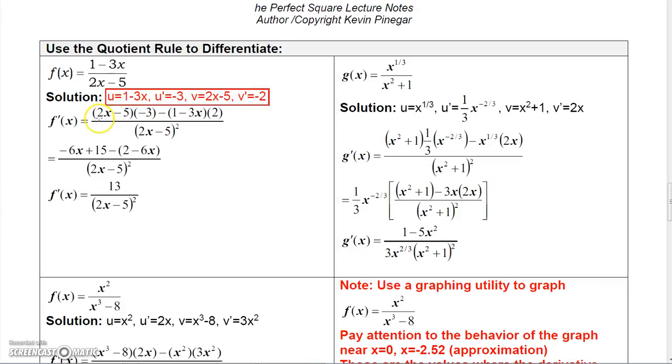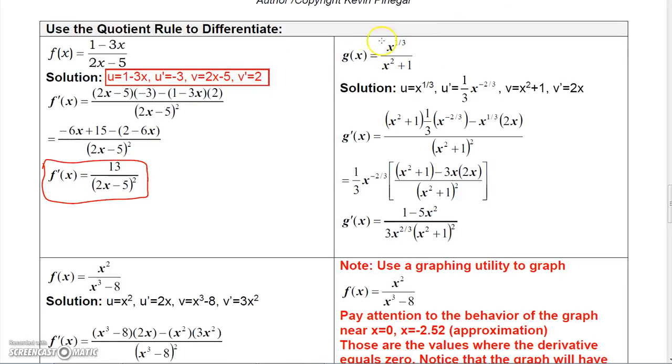So then on the top you do v, which is 2x minus 5, times u prime, minus 3, and then minus u, which is 1 minus 3x, times v prime, which is actually, I said minus 2. It's actually 2, not minus 2. So 2. And then you simplify that numerator, and then of course on the denominator you have it divided by v squared, which is 2x minus 5 quantity squared. So your final answer there is 13 over 2x minus 5 quantity squared.